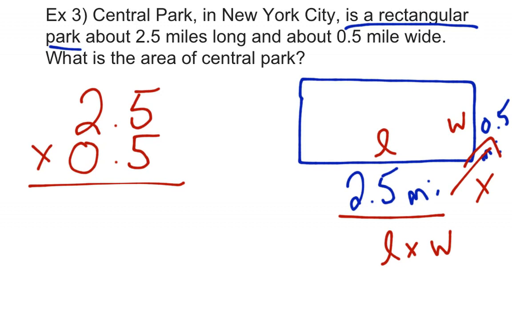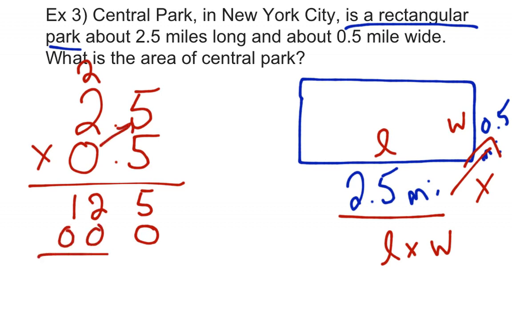Go ahead and multiply. 5 times 5 is 25. Carry the 2. 5 times 2 is 10, plus the 2 is 12. When I move on to the 0, I add my placeholder. 0 times 5 is 0. 0 times 2 is 0. Add these, now going straight down, so I get a 5, a 2, and a 1.